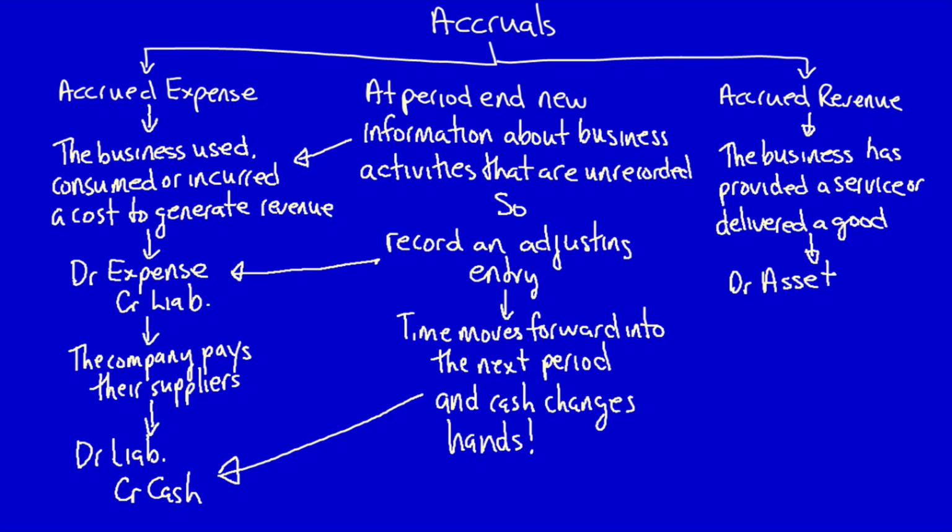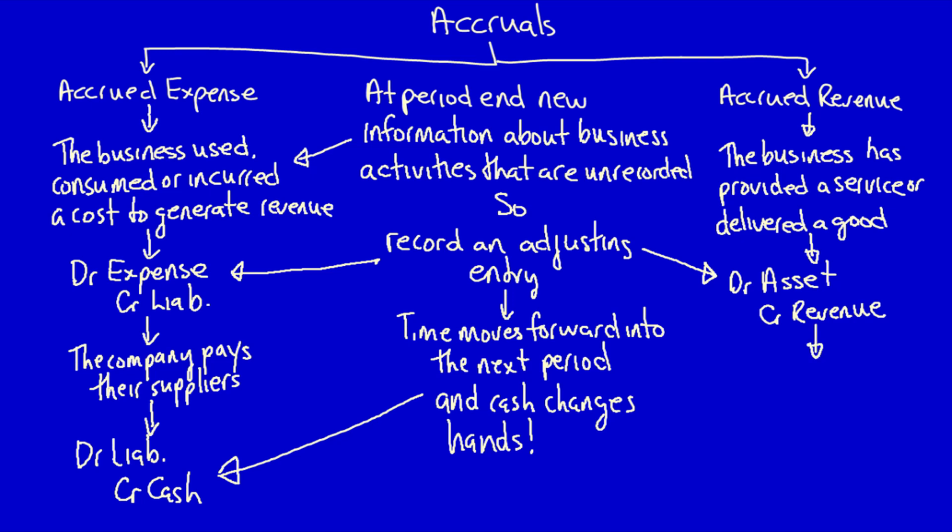What did they give away? They gave away a product or a service, which means they did their job and can claim revenue. This is the adjusting entry at period end. Now, time moves forward into the next period and cash changes hands.